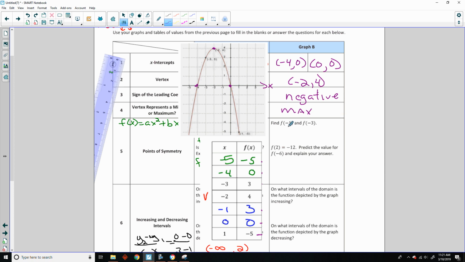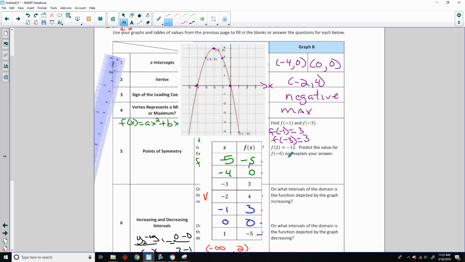Find f of negative 1. That means what is y when x is negative 1? So when x is negative 1, y is 3. And when x is negative 3, what is y? X is negative 3, y is 3. F of 2 equals negative 12. So if I went over here, I'd have to go way down here somewhere to negative 12.